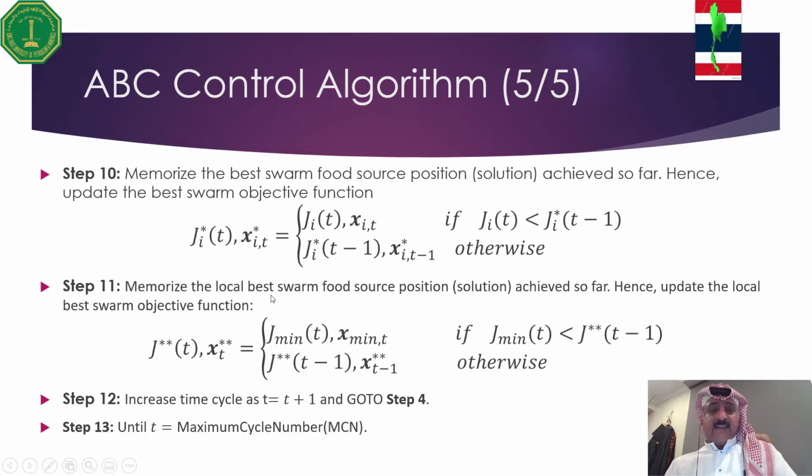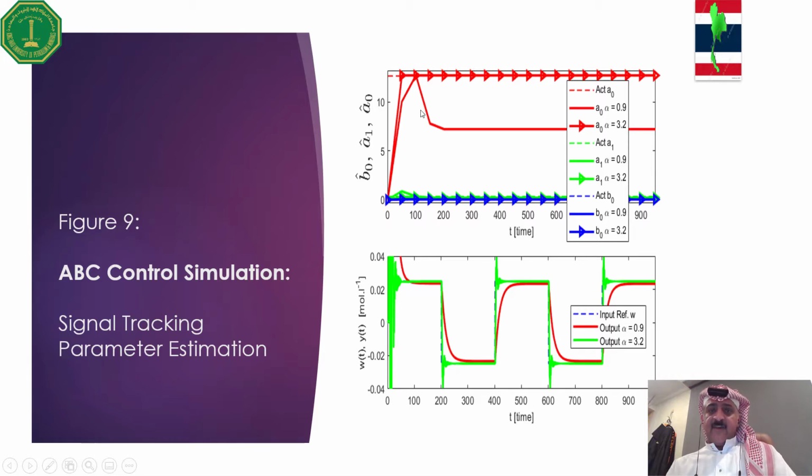Step 9, memorize the local best swarm food source position. If J minimum is lower than the local best swarm from the previous iteration, we will memorize it. Otherwise, we will continue with the previous solution. Then we do these steps recursively until we reach the maximum cycle number. We exit the method. This is a simulation of ABC.